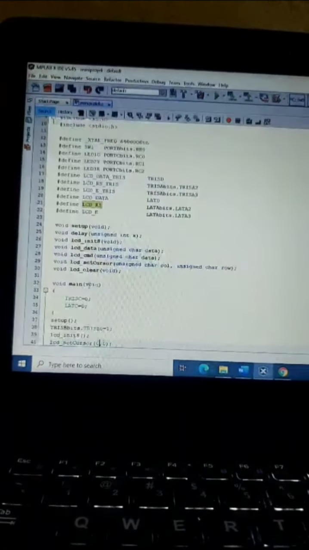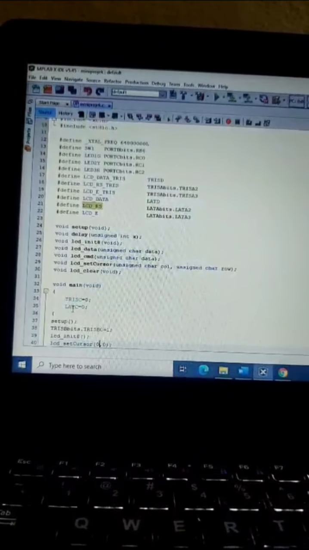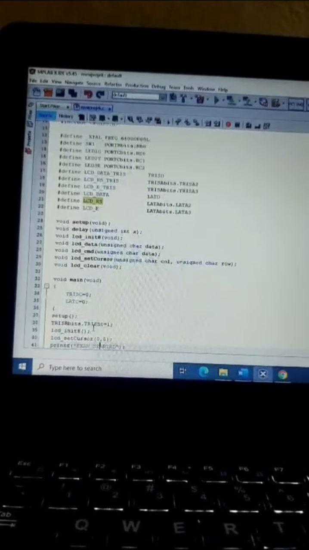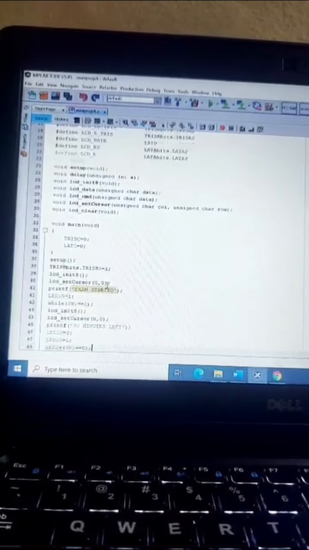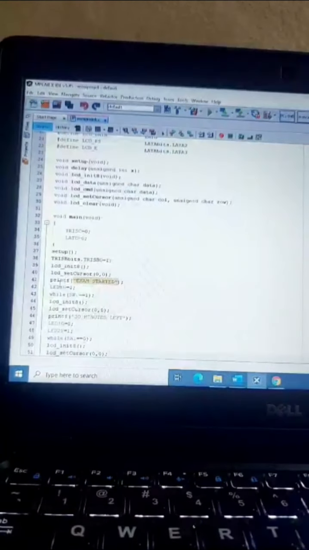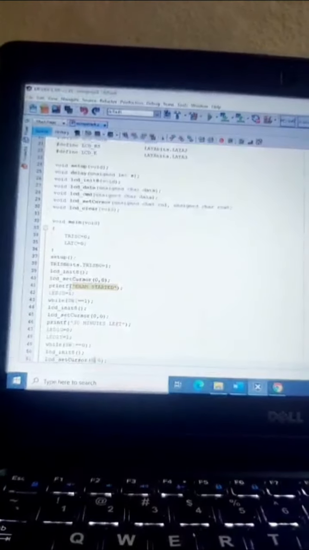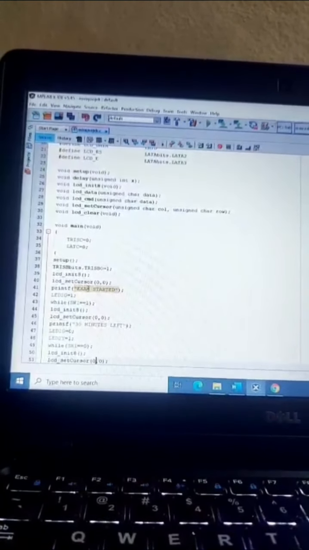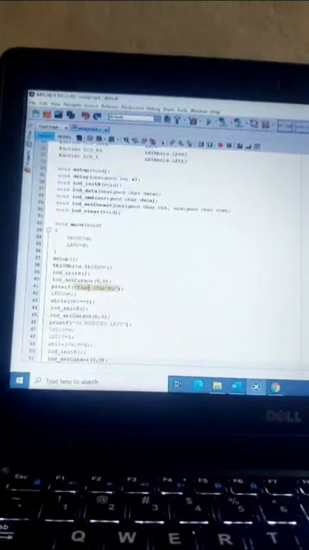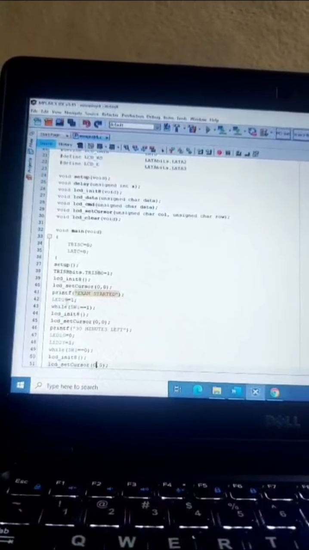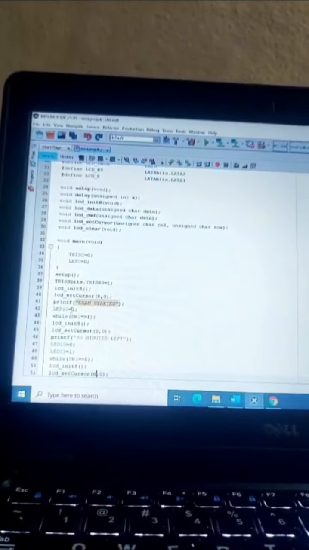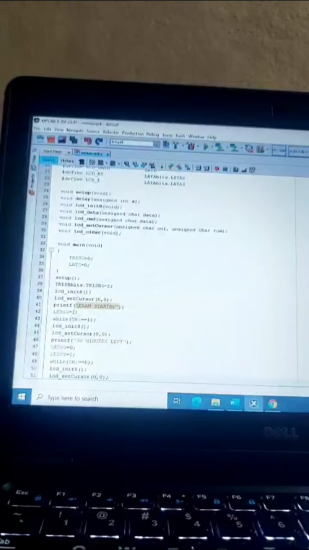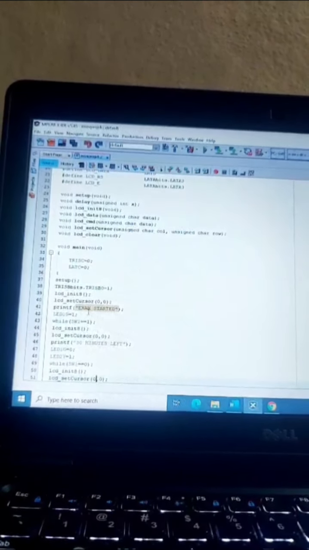TRISC is set as output because our LEDs are at port C, so output is 0. TRISB bit 0 equals 1, where 1 means it is set as input. Here is the print command, which is what should be shown on the LCD screen: exam started. When the exam starts, it shows exam started with the indicator of LED 1 green, so LED 1 green will light up with the words exam started on the LCD screen.